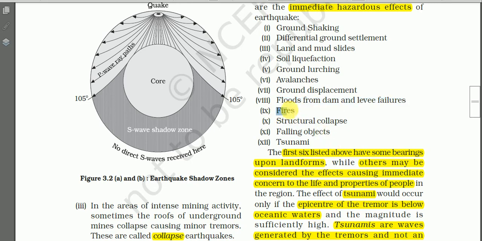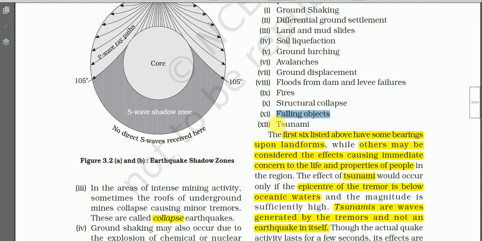And then fire. Whenever there is an earthquake, somebody may be cooking and the building may collapse, and from that fire may break out. Then structural collapse means collapse of the railway line, buildings, flyovers, bridges, okay, structural collapse. Then falling of objects. When we are inside the buildings, objects like ceiling fans and other objects attached to the wall and ceiling may fall on us, may hit us, causing injury.